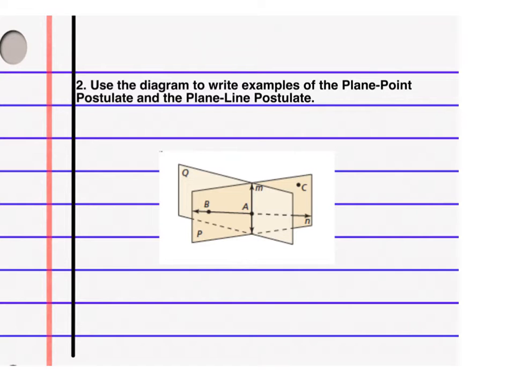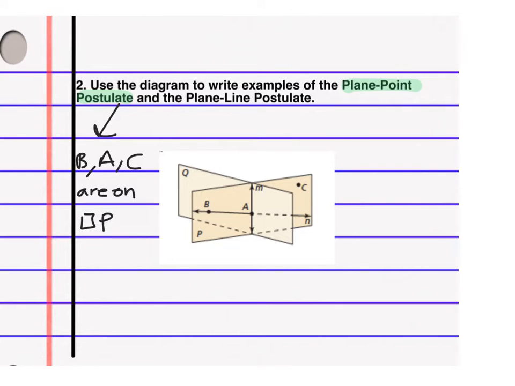So let's start with the plane point postulate, and we'll do that right over here. So let's go back and refresh plane point postulates. Okay, so let's name 3 non-collinear points. How about B, A, and C? So B, A, and C are on plane P, and they are not all collinear. All right, so that would be my answer for that one.